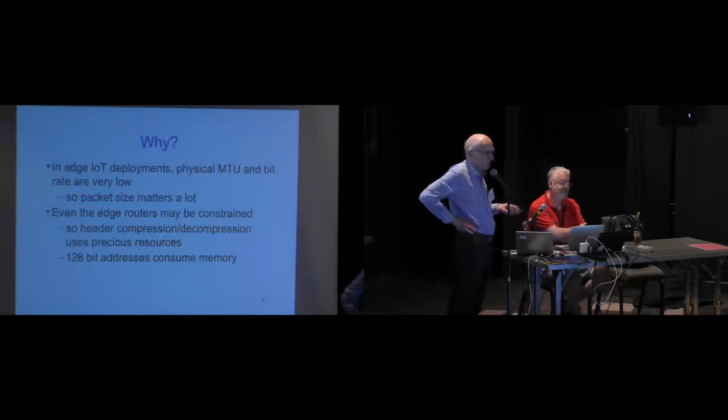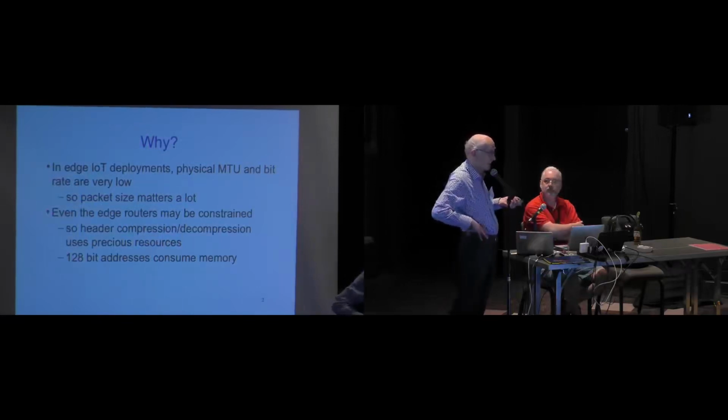Why are we talking about this? In edge deployments of IoT in particular, the physical MTU and the bit rate are, in some cases, extremely low. That's well known, so packet size matters a lot. The edge routers may be constrained themselves. That has other implications besides the problem of bandwidth and bit rate. Header compression and header decompression use resources.